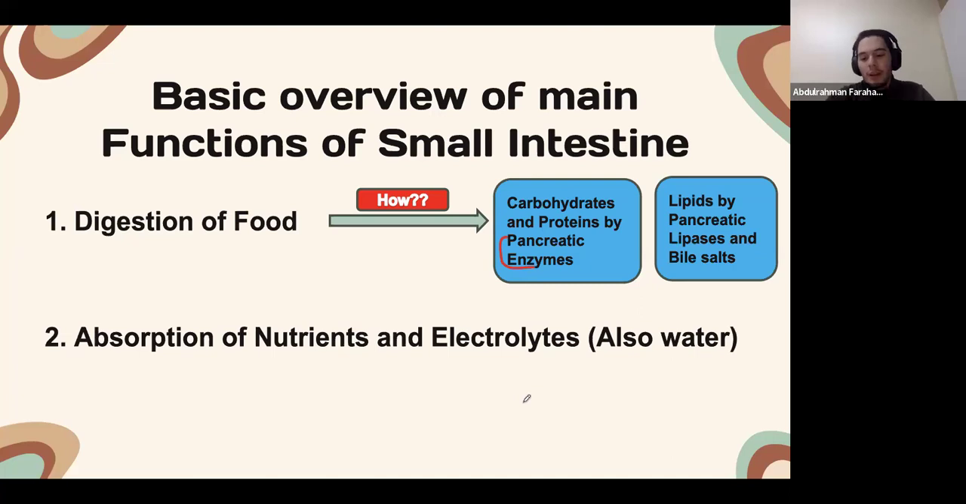Okay, so for example, let's say alpha amylase, and the pancreatic enzyme for proteins, for example, trypsin. At the same time, you'd break down lipids through pancreatic lipases and the bile salts. Bile salts do not break down lipids themselves, but they help in the reabsorption and formation of the micelle.